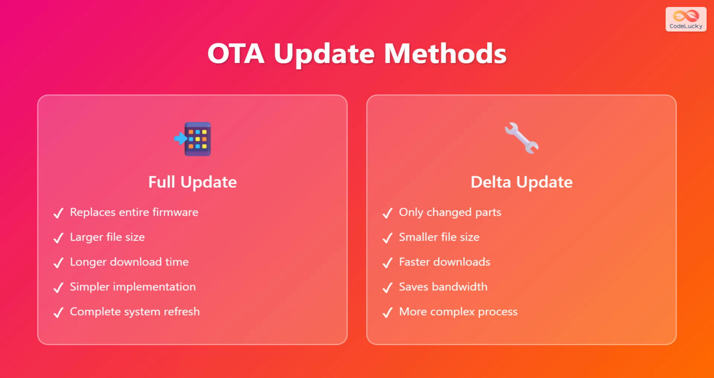Delta updates, on the other hand, only transmit the parts of the firmware that have changed. This dramatically reduces file sizes, speeds up downloads, and saves bandwidth costs. Delta updates are especially valuable for devices with limited connectivity or expensive data plans. However, they require more complex implementation because the device must apply patches correctly to transform the old firmware into the new version. The choice between these methods depends on your device constraints, network capabilities, and implementation complexity tolerance.